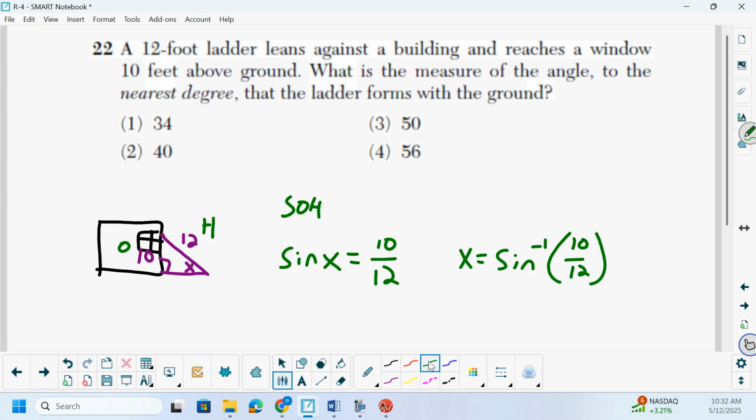So go over to a calculator page, do your trig button, and we're selecting from the second row the sine inverse, and then put that fraction in. And we'll give you a moment to do that in your calculators. And we should be getting that X is 56.44. So to the nearest degree, we've got 56 degrees.